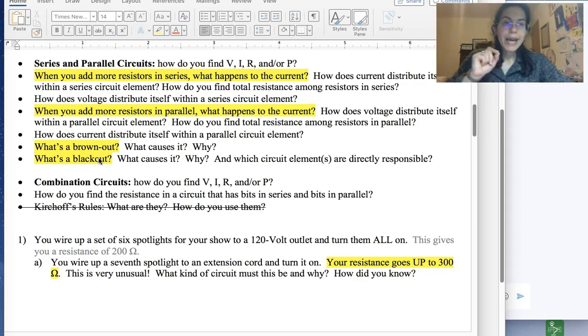To solve a problem with a blackout, you need to lower the current. To solve a problem with a brownout, you need to raise the current. We'll look at those in the numerical examples.